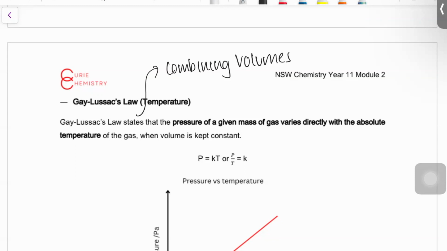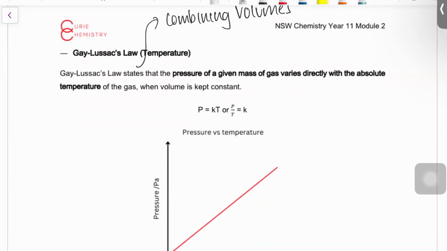What Gay-Lussac's law says is that when you have constant volume... With each of these laws, you're going to have three variables: pressure, temperature, and volume. So that's the first thing to keep in mind. With these laws, three variables: temperature, pressure, and volume. With each of these laws, one of those variables is going to be kept constant just so that you can study the other two and that kind of relationship.